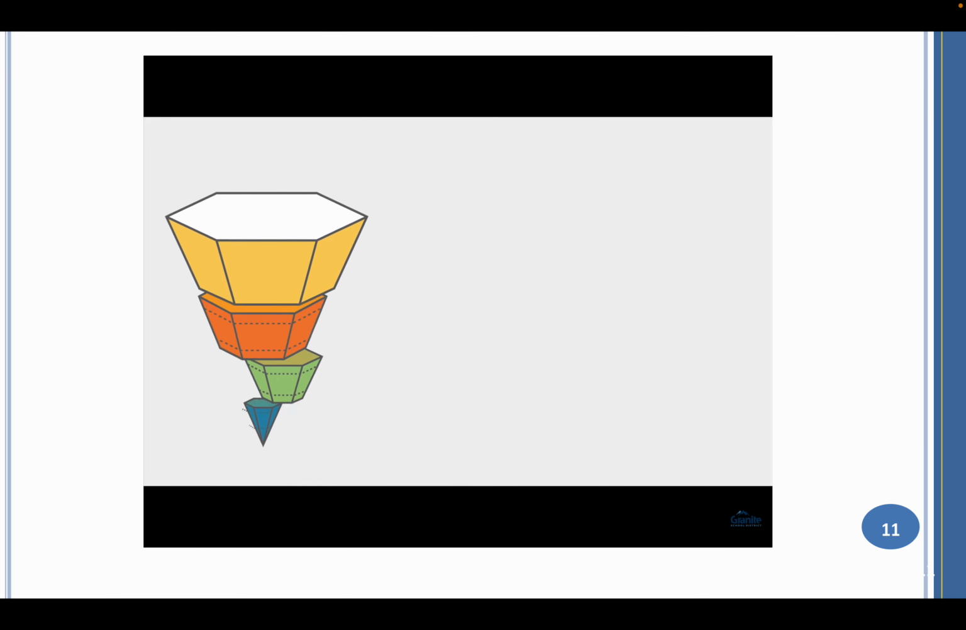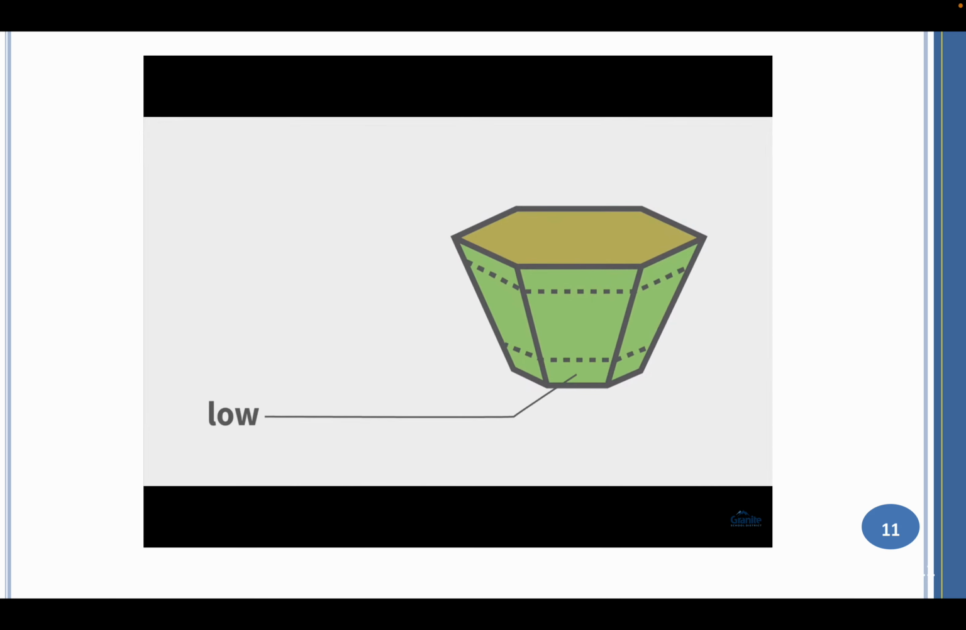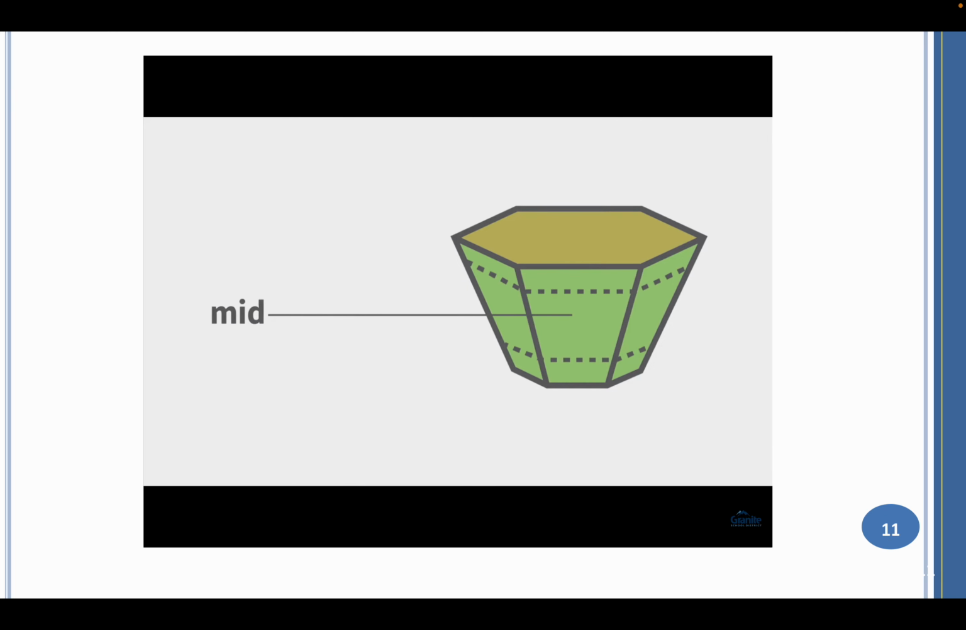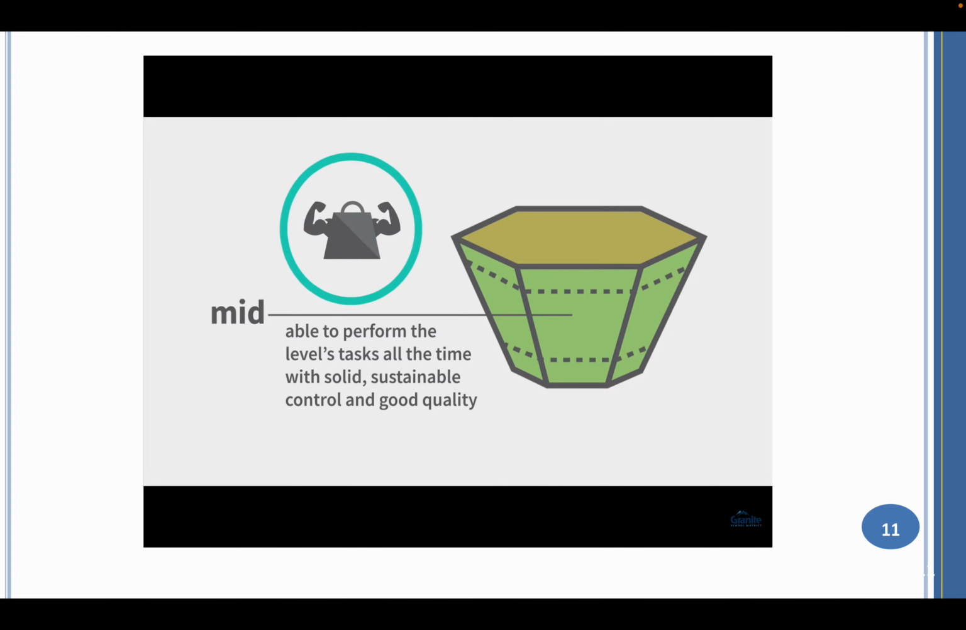We can then break down the sublevels. Those in the low sublevel are able to perform the level's tasks all the time, but with minimal quantity and quality. In other terms, they're barely hanging on. Students at the mid-level are able to perform the level's tasks all the time with solid, sustainable control and good quality. They are solid and strong.